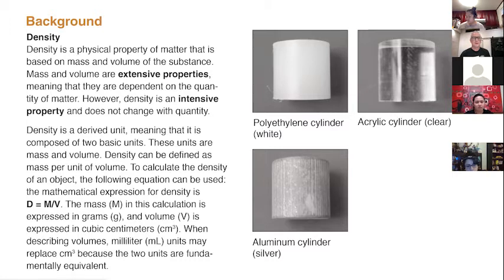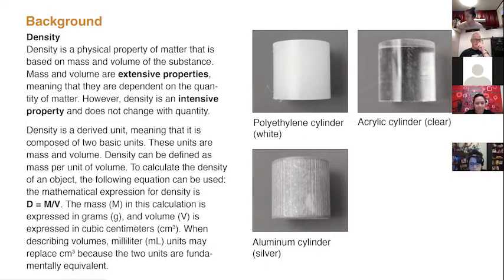It does not change with quantity in its intensive property. Excellent, that's right. I could have a gram of material, I could have a pound of material, I could have a ton of material. The density of it doesn't change, whereas the mass of it changes and the volume of it changes. But interestingly, the ratio between that volume and that mass stays the same. So we call that an intensive property that's derived of two different units, as I said, mass and volume.